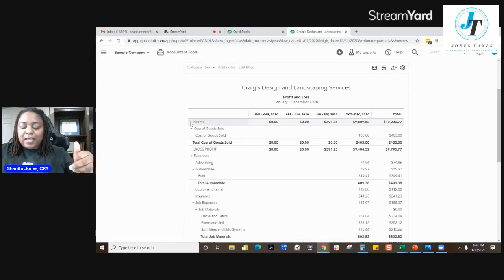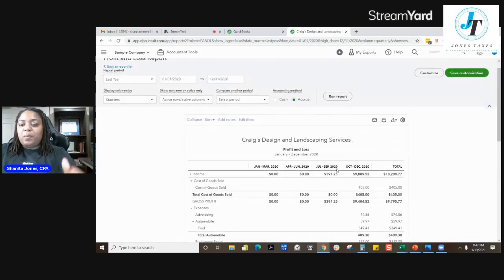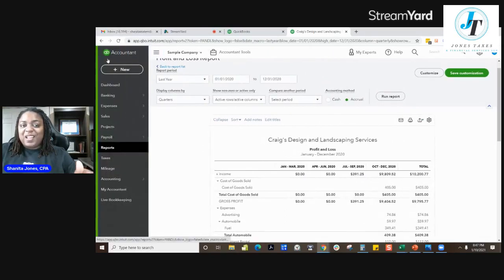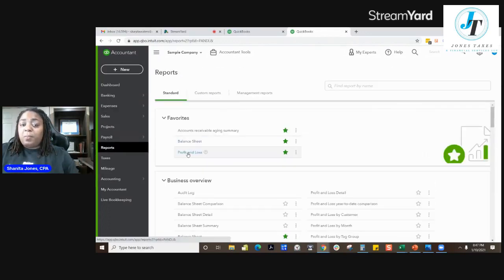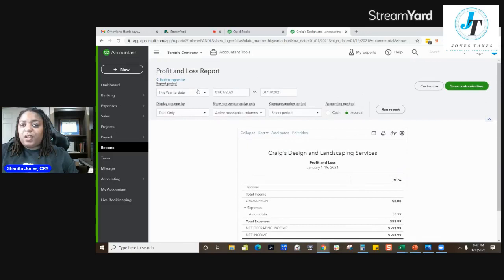So I got some thumbs up. That means we understand. This is how we ran our reports for our 2020 quarters. I'm going to do it again in turbo speed now, because when you come into your QuickBooks, you're going to run your profit and loss report. You're going to run it for last year because they're asking you to compare 2020 to 2019. So I'm going to go ahead, and I also need to see it by quarters.